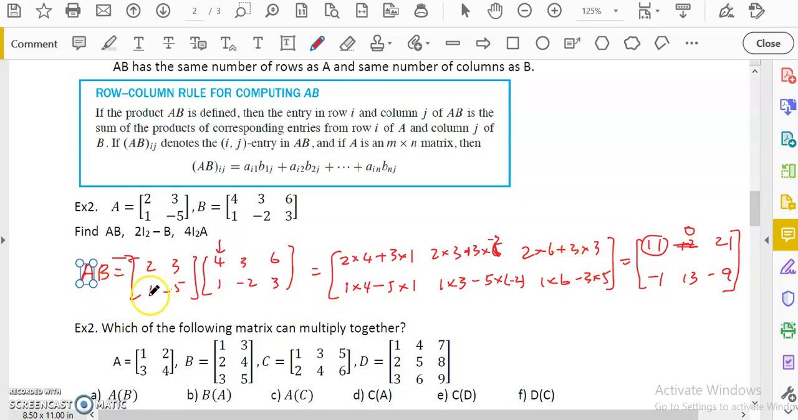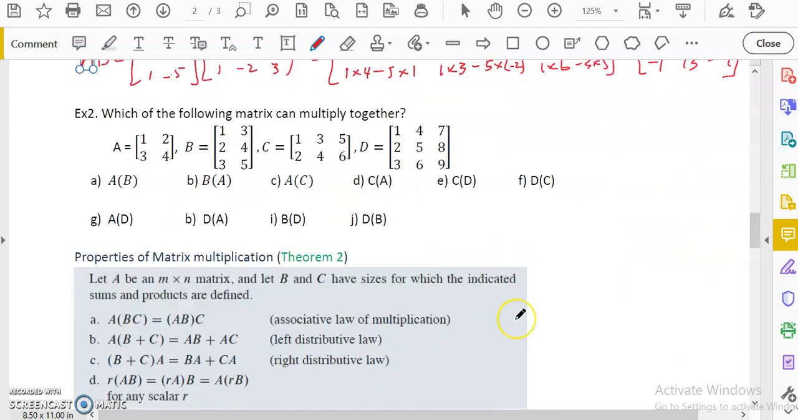Then the second one we'll do this times this. The second row times the first column. 1 times 4 minus 5 times 1. And then the second row multiply the second column. 1 times 3 plus 10, 13. And then the second row times this will be 6 minus 15. Yeah, so this is the wrong one that I just did. So that's the row times column method.